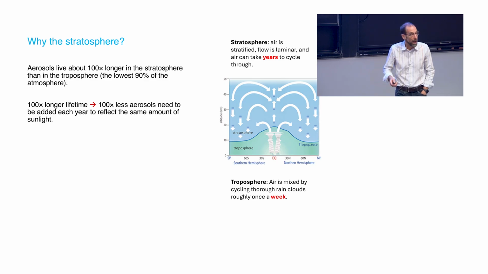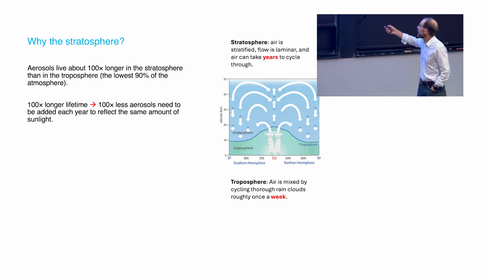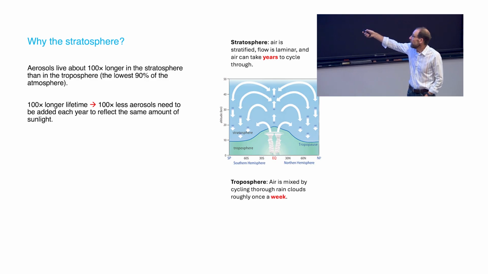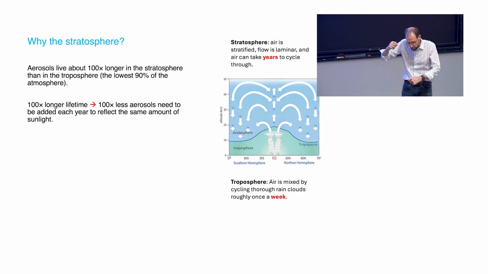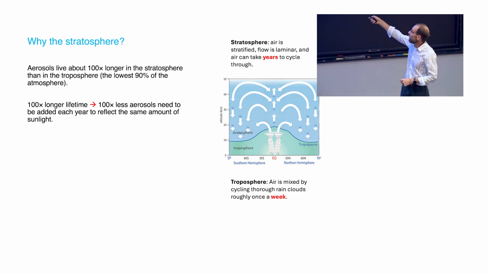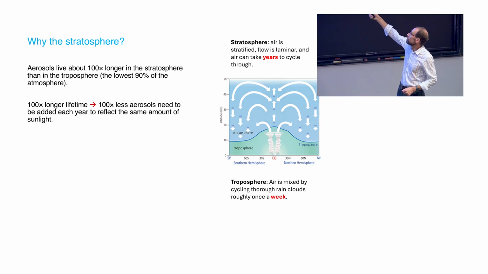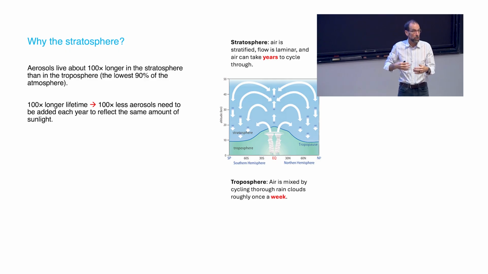So the lower atmosphere where we live is called the troposphere, and troposphere means turning sphere in the name, and in the turning sphere, in the lower atmosphere, the whole thing is turned over roughly once a week. So roughly once a week, all the air is brought up in some big rain cloud, and then it slowly sinks back down. And so the whole lower atmosphere where we live is turned over roughly once a week. And air is cycled through, and that means aerosols don't last very long.